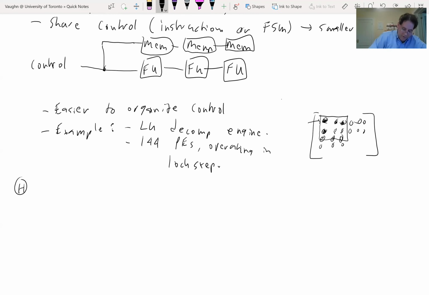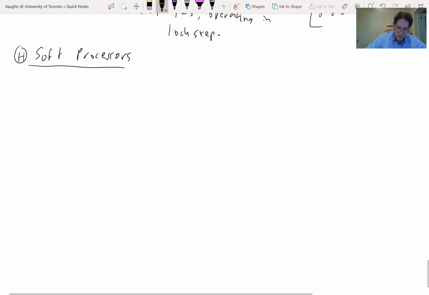Okay, so soft processors. Who knows what I mean by a soft processor? I'm sure lots of people do, but maybe not everybody does. So who's heard of a soft processor? What does this mean? So you probably inferred a bit from the two words. Any thoughts?